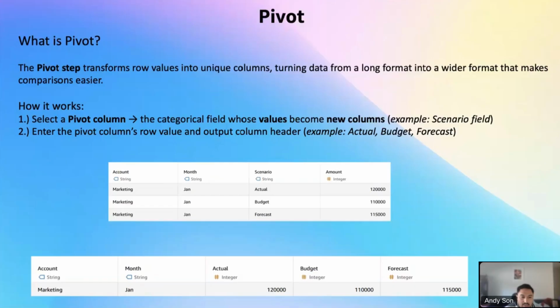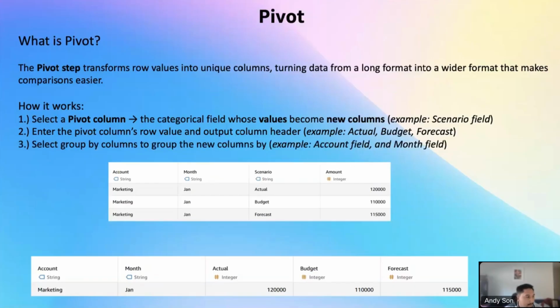Step 2 will be to enter the actual pivot column row's value and what the output column header would be. So in this case, it will be actual, budget, and forecast. And then the third step will be to select which group by columns you want to include with the new data set, right? So these are going to be the new group by columns that you will essentially add on to your post pivot transformation step. So in this case, account and the month field here.